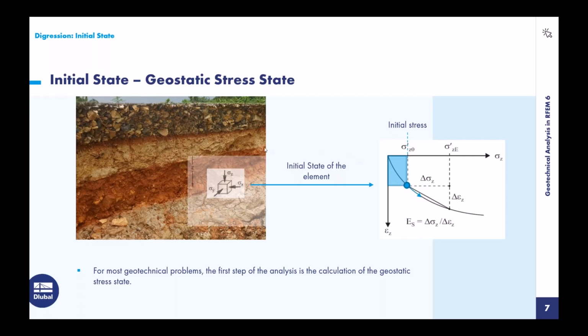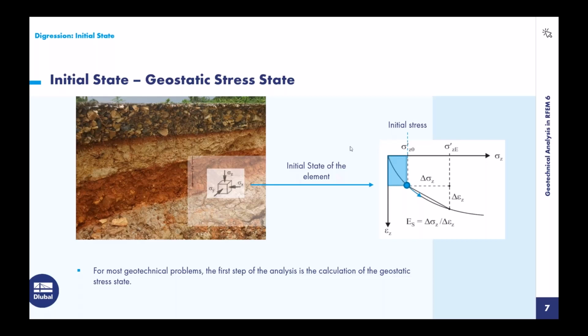So what we do is, in a very first step, we calculate the geostatic stress state. We analyze a load case for self-weight of soil. In this load case, the self-weight is applied and the stress state for all the elements of soil is calculated. Then you have in each element the right stress state, and then the right stiffness can be used for the further analysis for your building.